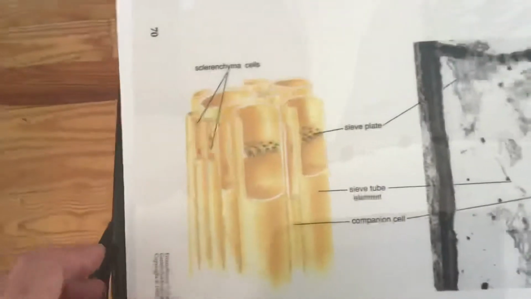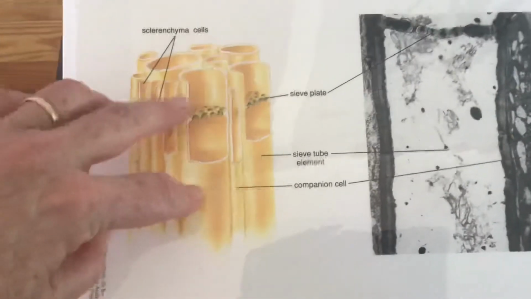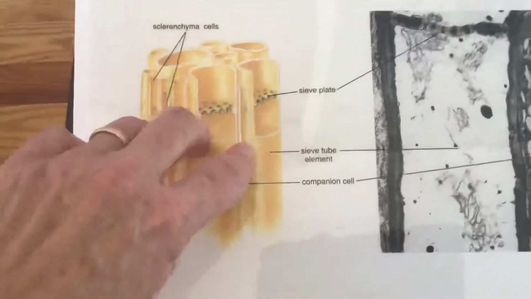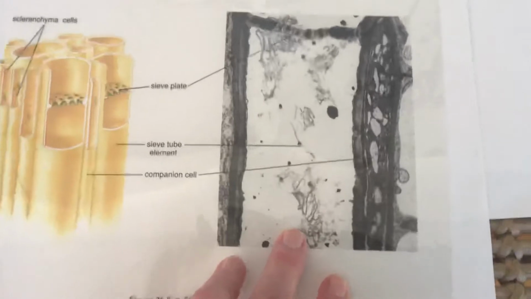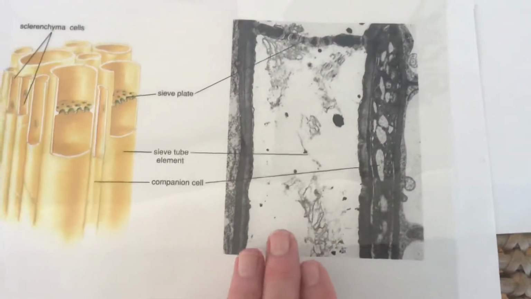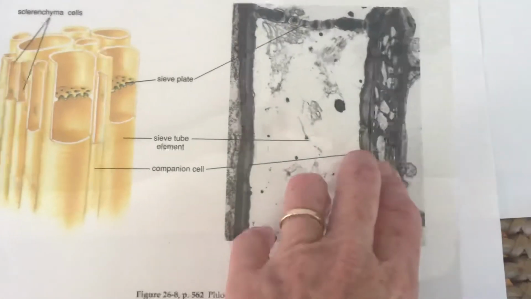Oops, sorry. Another overhead here is the phloem. So this is showing you the phloem cells. This would be the sieve tube element with the sieve tube plates. And then right next to it is going to be the companion cell. So here's what it looks like in reality. Okay, so you can kind of see a little bit how the sieve tube element is hollow in the middle with the cytoplasm on the side, and then the companion cell over here.